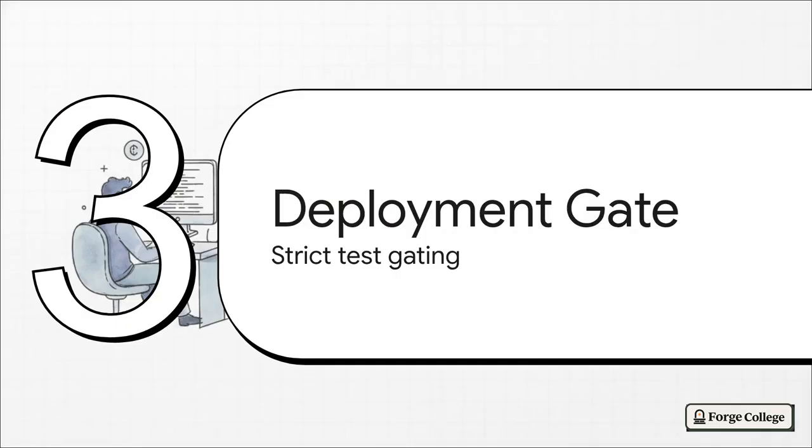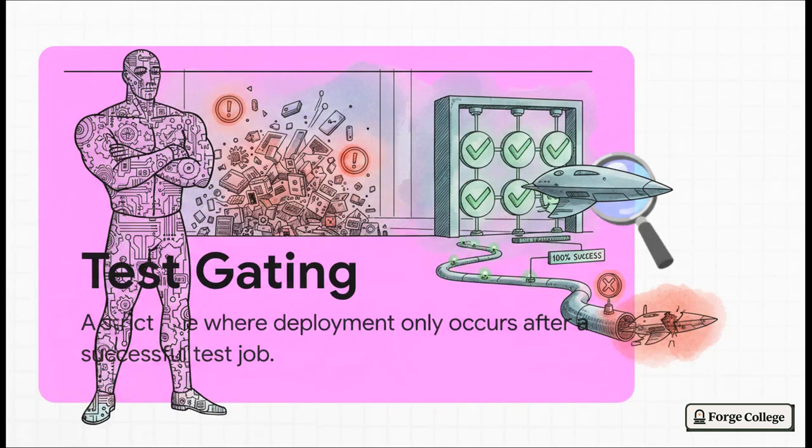Which brings us to Section 3, the strict deployment gate. This is where we enforce the rules. Think of this as the VIP section of our pipeline, and it's guarded by the most uncompromising bouncer in Web3. Deployment only happens if conditions are flawless. It's called test gating.